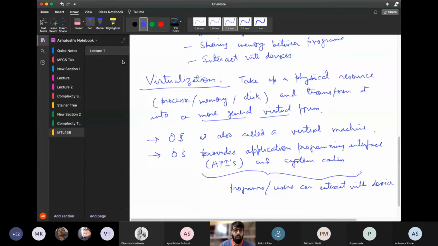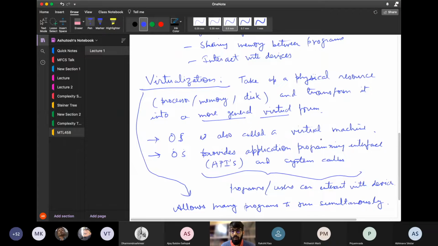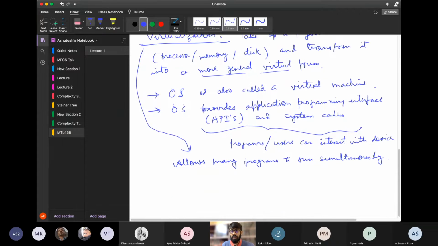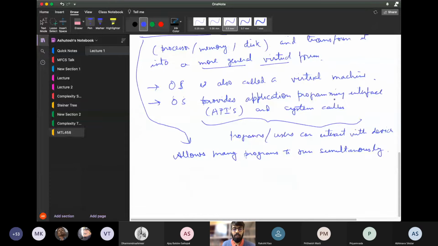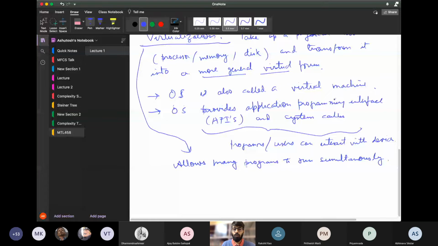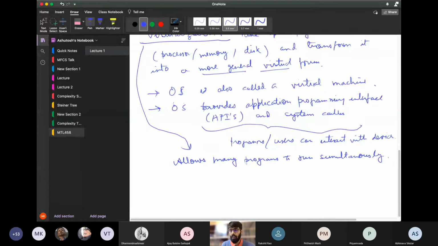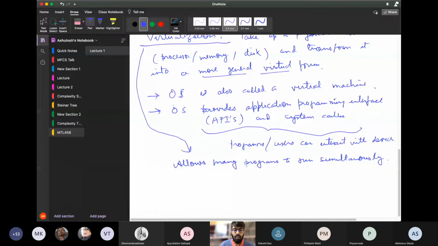And this virtualization is what allows many programs to run simultaneously. Okay, good. So now let's see how does the OS virtualize these things, and what it means for virtualizing the resources. So we'll see two of these in detail throughout the course, or actually all of it. So the book is called Operating Systems: Three Easy Pieces, right?